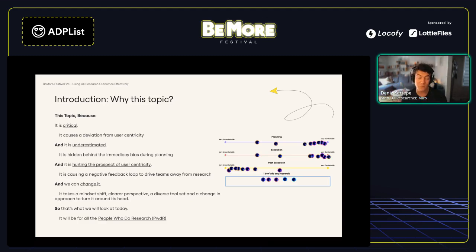And we're talking about this topic because we can change it. All it takes is a mindset shift, a clearer perspective, and a new set of tools that we can employ. Not even new, but some repurposed tools that we can employ to change our approach. This way we can turn things on their head and have the best part of any research at the very end. That energy keeps us moving forward, starting the new cycle with renewed energy and renewed engagement from stakeholders. And well, that can be amazing. So that is what we will be looking at today.